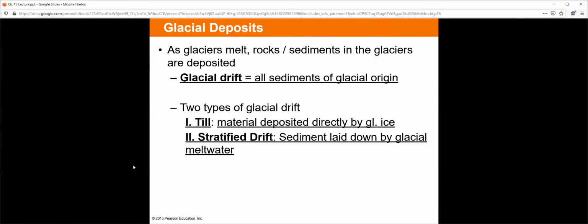As glaciers melt, rocks and sediments in the glaciers are deposited. We call this deposition glacial drift. Glacial drift comes in two main ways, in till or in stratified drift.